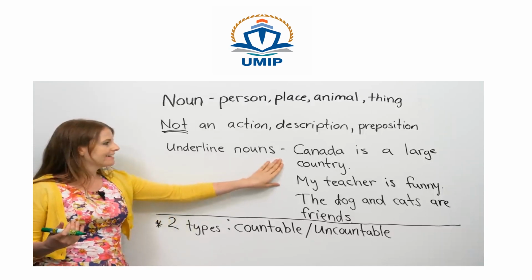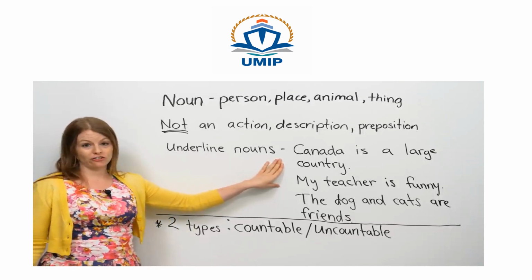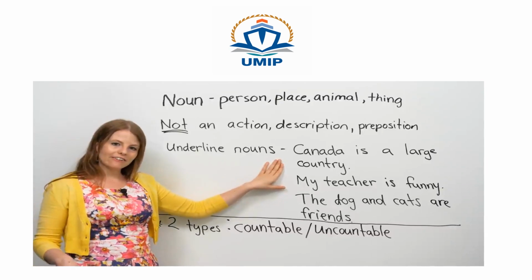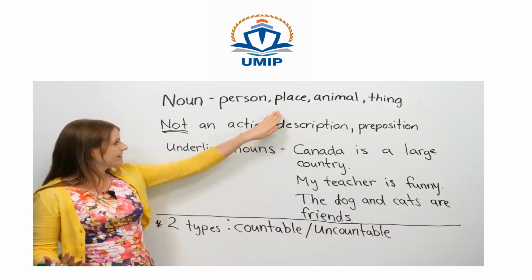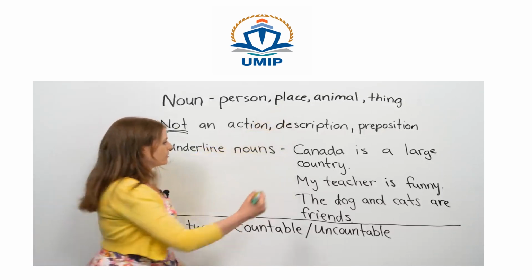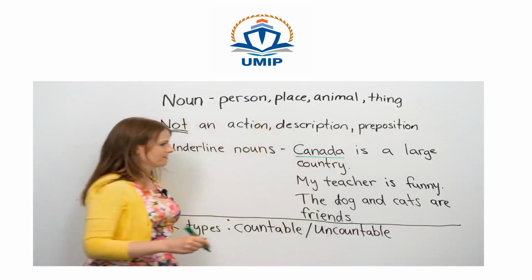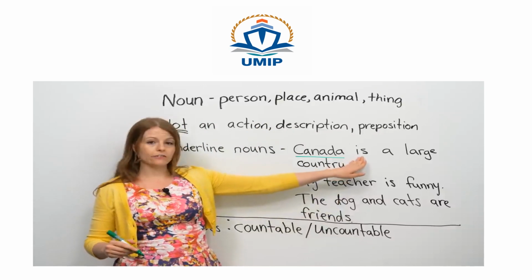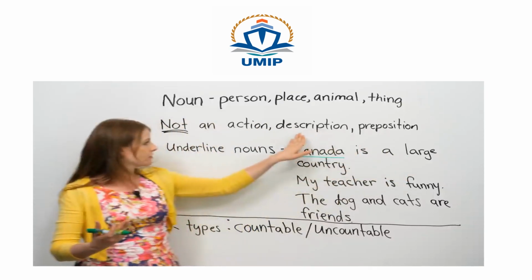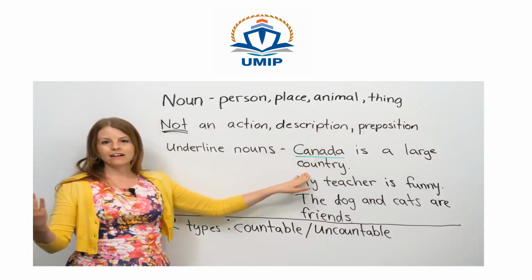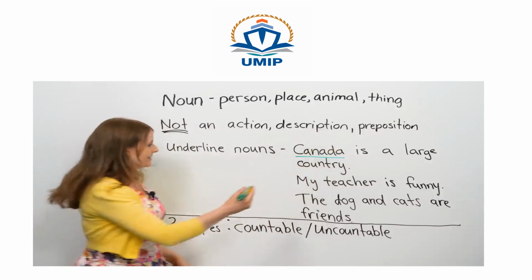So my first sentence is, Canada is a large country. So let's underline the nouns here. Well, Canada is a place. So we know Canada is a noun. Is a verb. Large, this is a description. Country. Country is a place. This is also a noun.